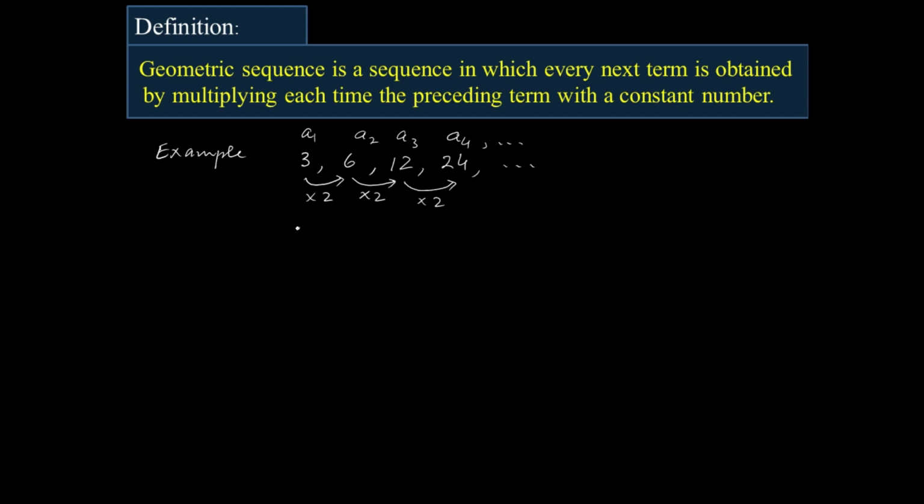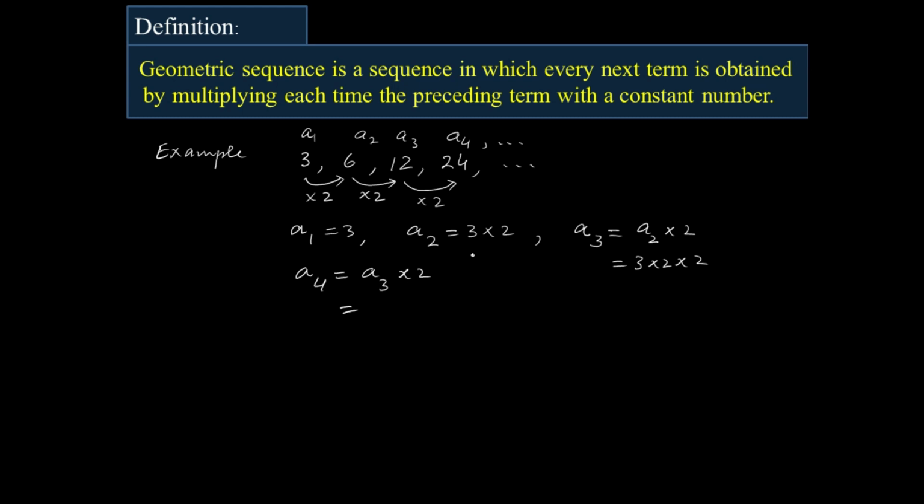Now the first term is 3 and the second term is 3 multiplied by 2, which is 6, and then the third term is the second term multiplied by 2, but the second term is 3 multiplied by 2. So 3 multiply 2 multiply 2. This 3 multiply 2 is the second term. Now the fourth term is the third term multiplied by 2.